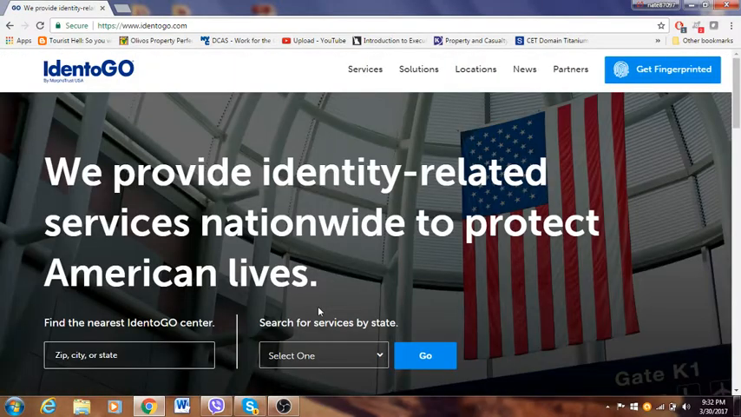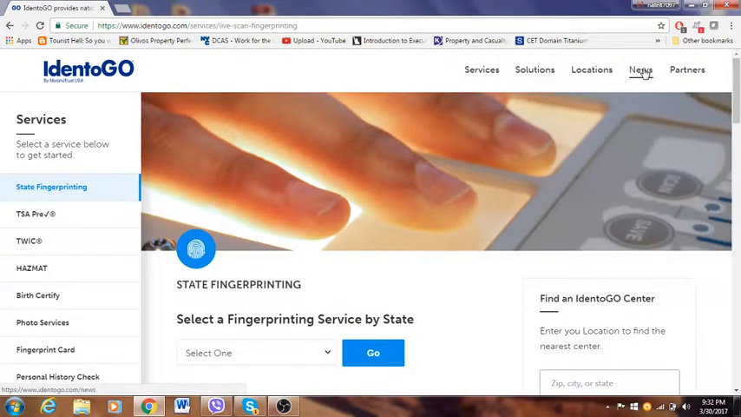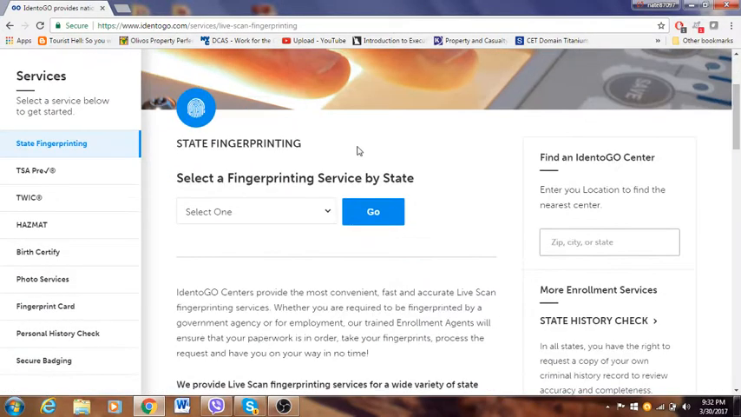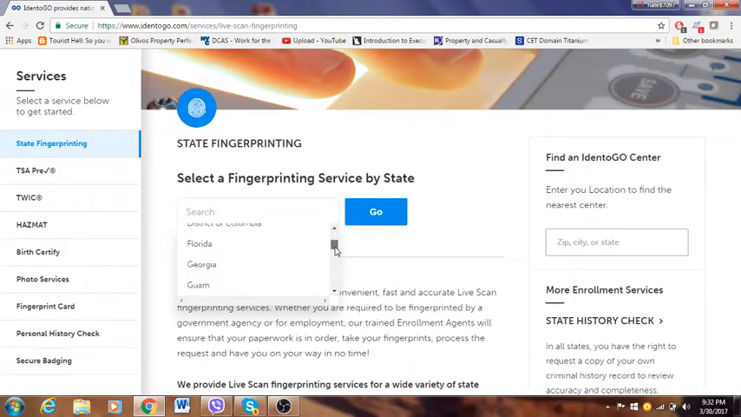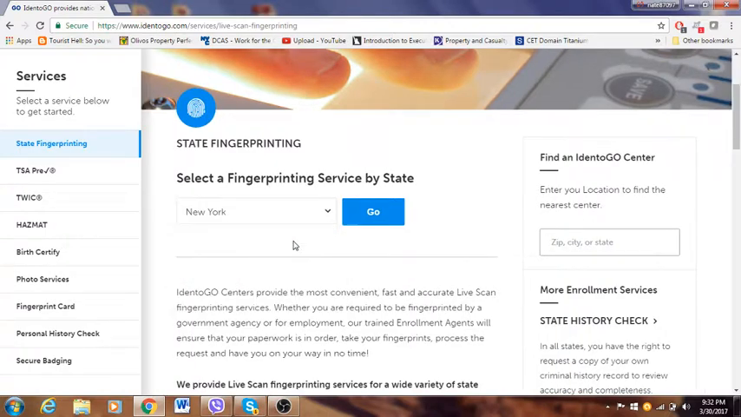Now, once you go here, you could either call them up or you could go there. So this is how it should look. IdentoGO by MorphoTrust. So basically what you're going to do, you're going to click on this, get fingerprinted. It says select a fingerprint service by state. So whichever state you are, if you're in New York State, you click on New York and you click on go.